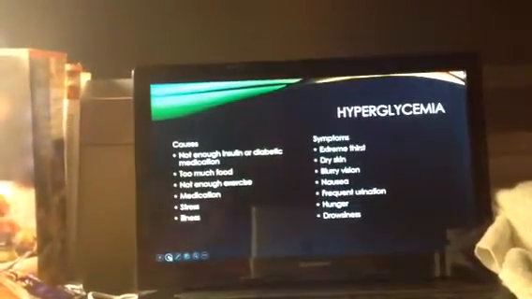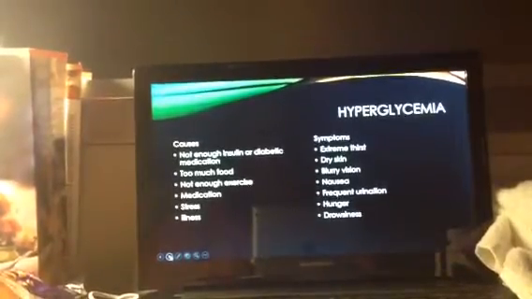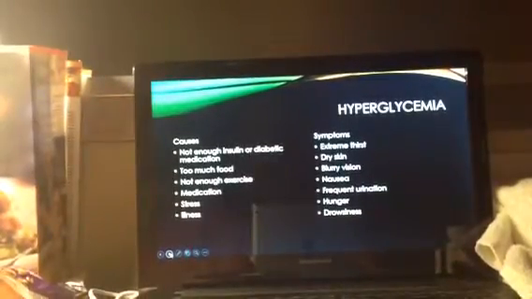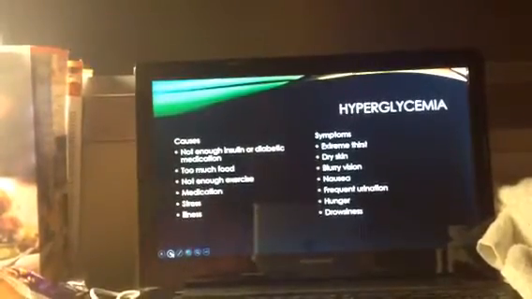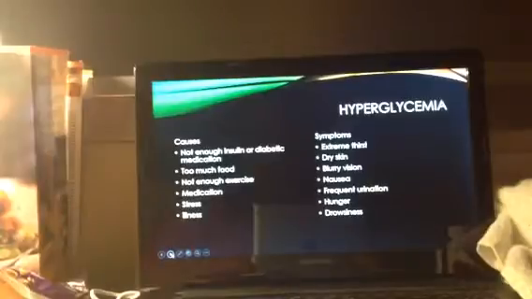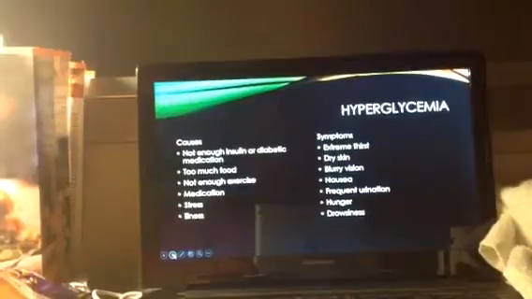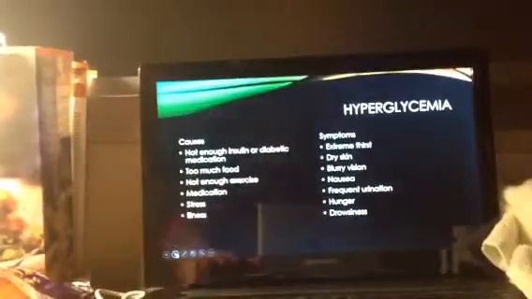Hyperglycemia is caused by not enough insulin or diabetic medication, too much food, not enough exercise, medication, stress, or illness. Medications such as steroids can cause your finger stick blood sugar to go up. Some of the symptoms of high blood sugar include extreme thirst, dry skin, blurry vision, nausea, frequent urination, hunger, or drowsiness. When you feel like you might have a high blood sugar, you need to check it again right away.